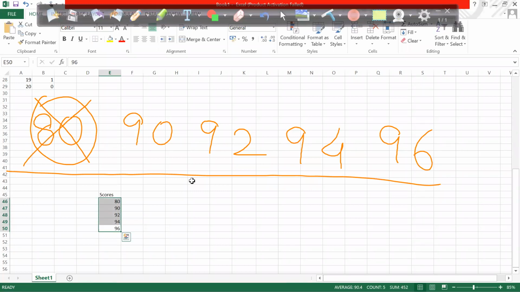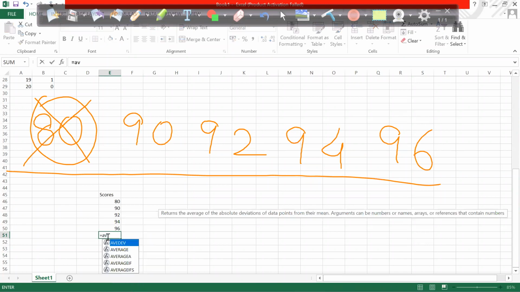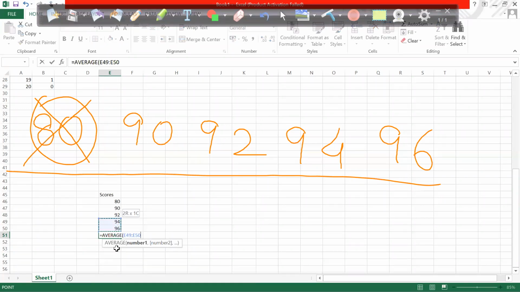So first is mean. So my mean is coming as 90.4. You can see at the bottom here. So 90.4 is the mean. I'll just directly use the Excel function and take out these values. So it is a mean.